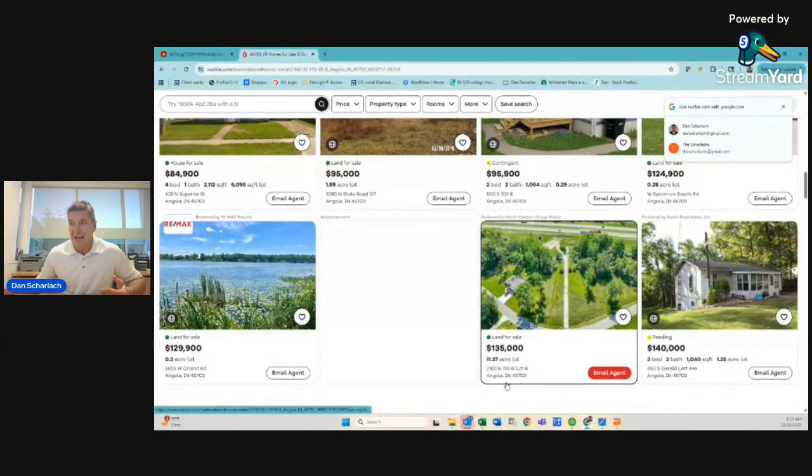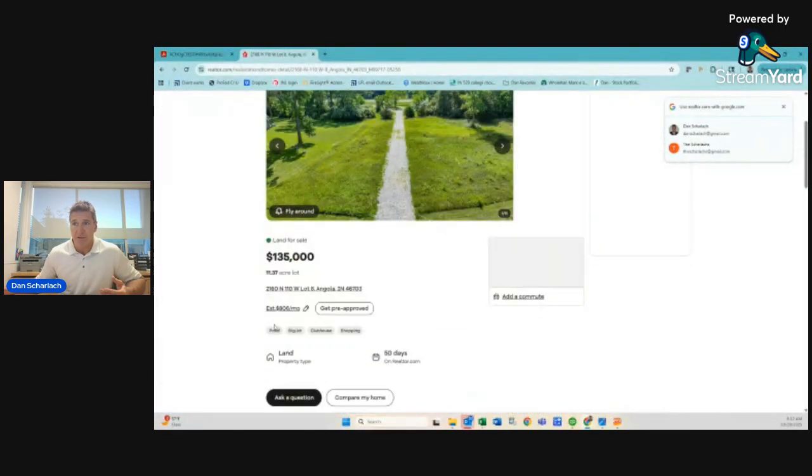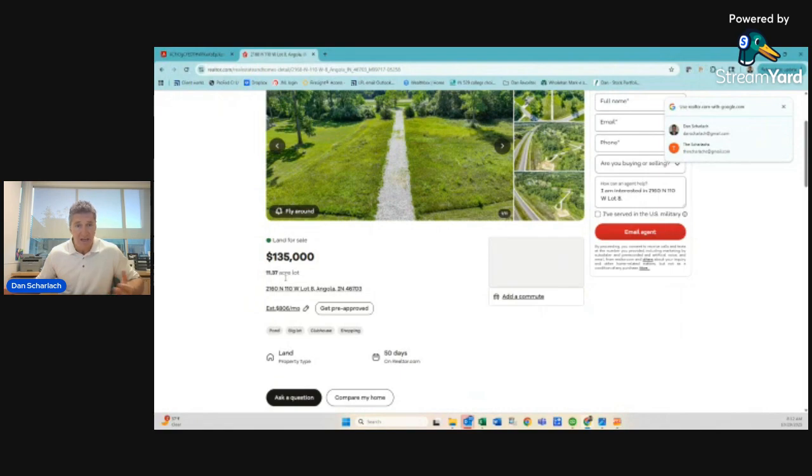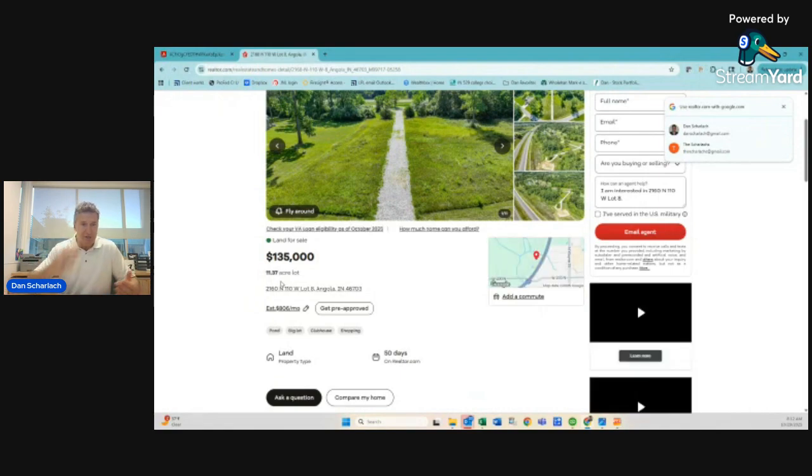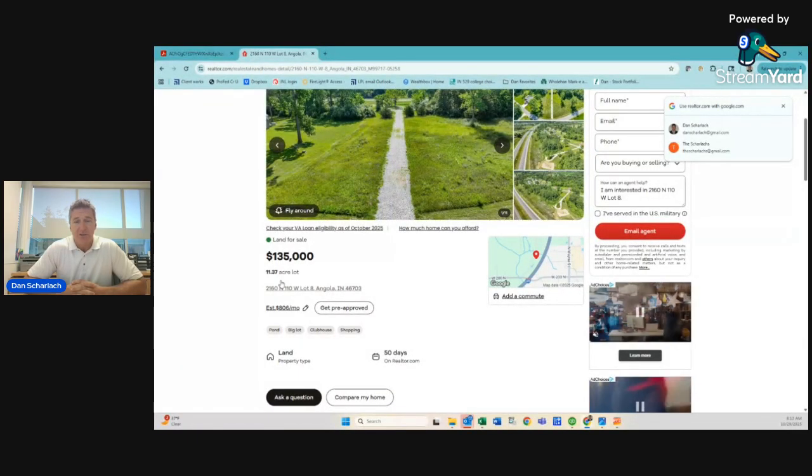Okay, this is 11.37 acres. On this one, you really have to think about it and crunch the numbers. For me, I like to do this with cash, right? So I like to do this with money that I have. If I'm going to spend $135,000 just on the lot, I'm going to struggle to finance my entire project. So that's something to consider.